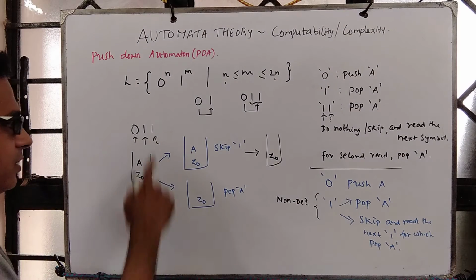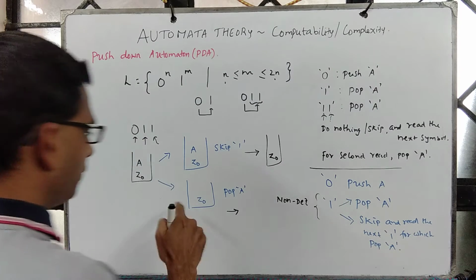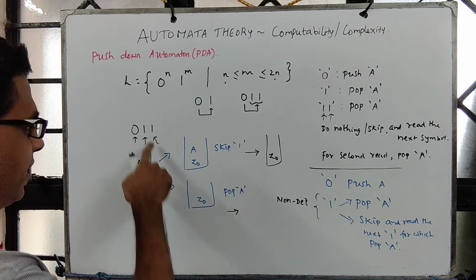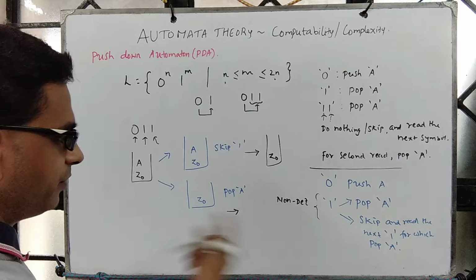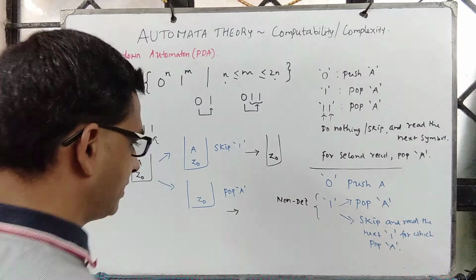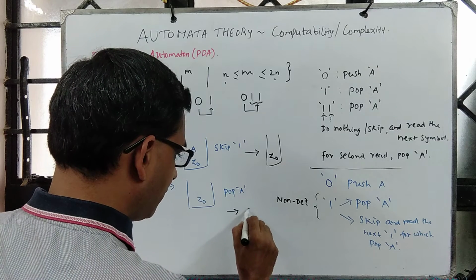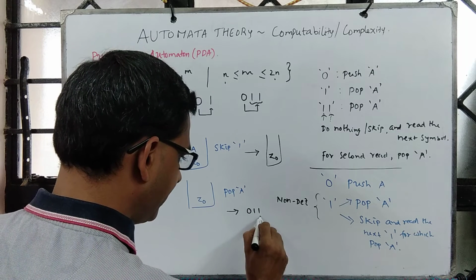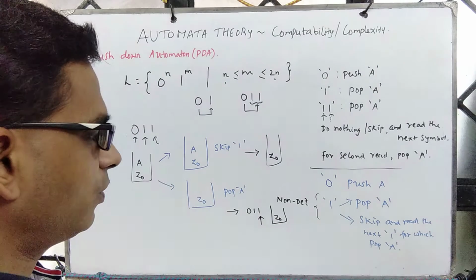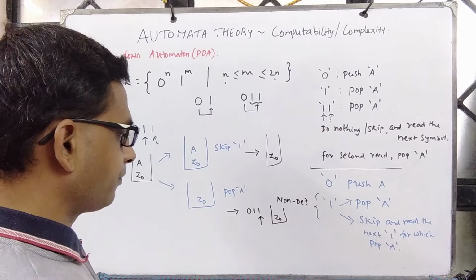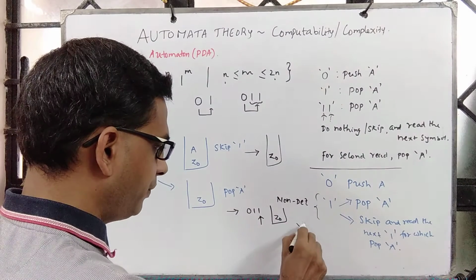Stack becomes this, input is empty. Now look at this. Now stack is empty, but machine is still reading this. So machine doesn't know what to do next. So at this point in time, the machine is reading this, stack is just Z naught. The machine doesn't know what to do next. So this branch will not give you anything.